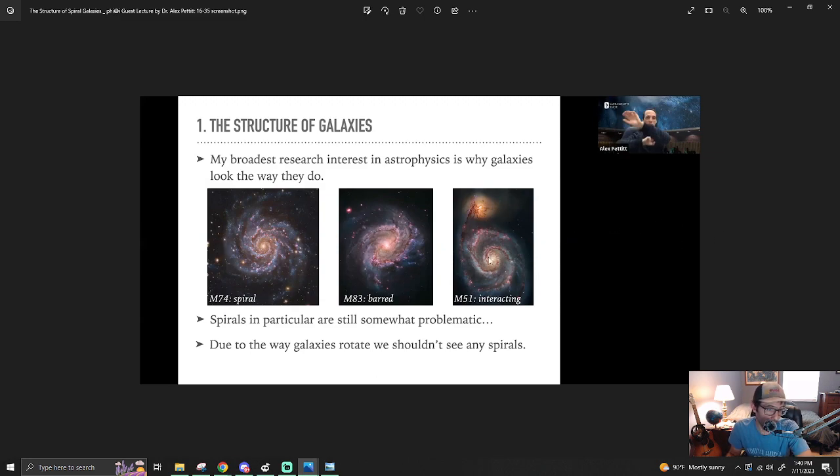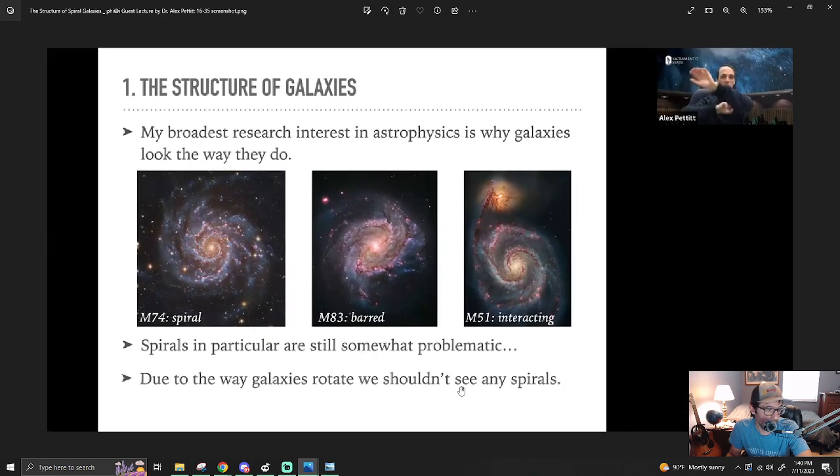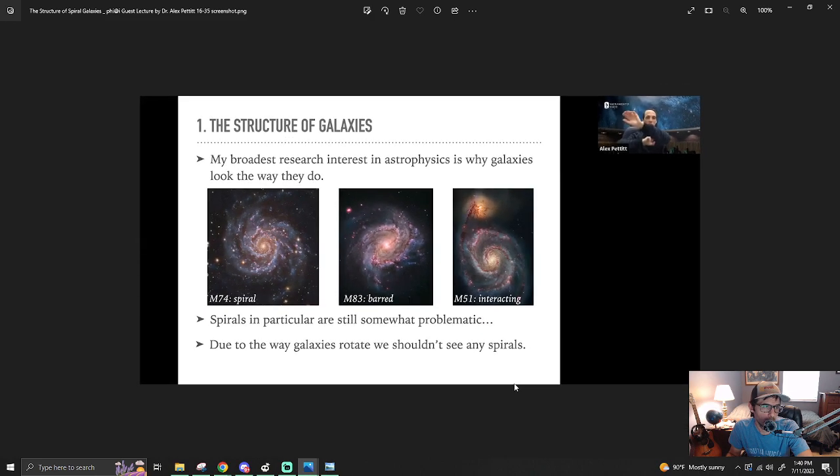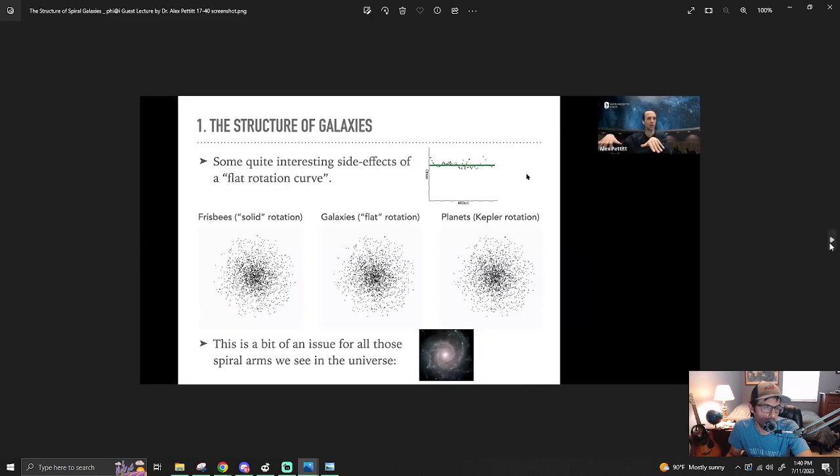Bar interacting in a spiral. Spirals are still somewhat problematic. Due to the way galaxies rotate, we shouldn't see any spirals. Some quite interesting side effects of a flat rotation curve. So the flat rotation curve we were just talking about. Bit of an issue for all those spiral arms we see in the universe.